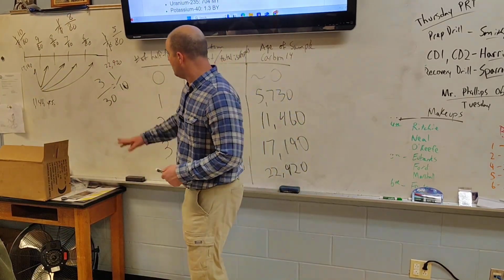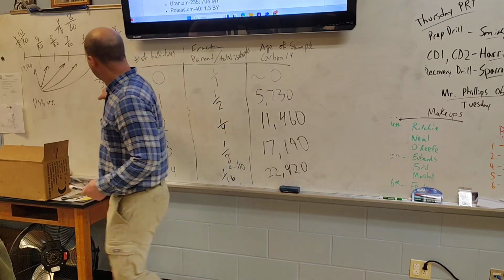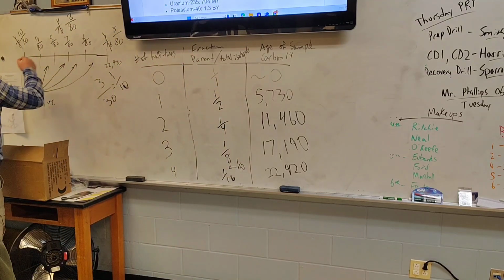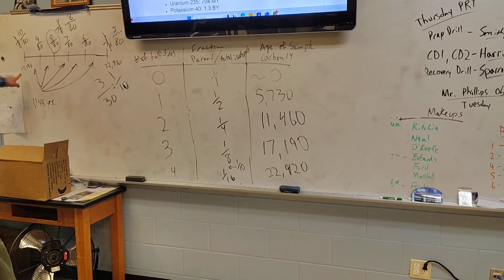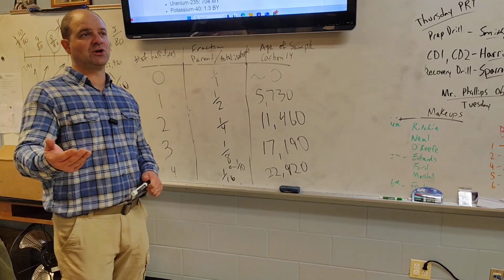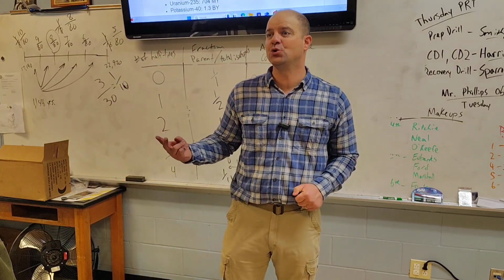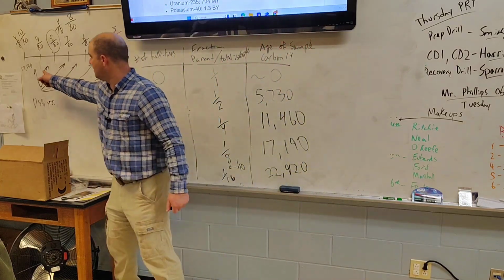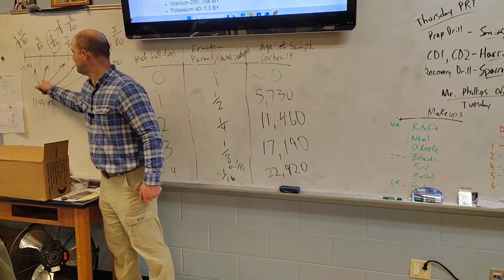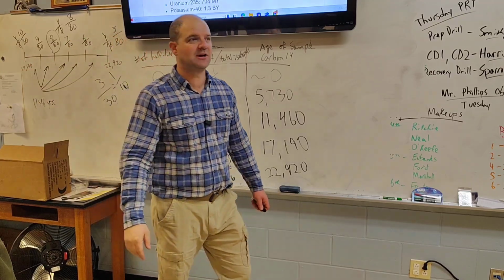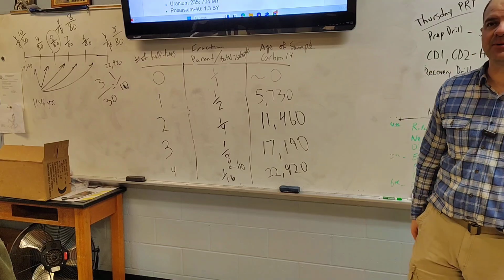Our sample was 1/10, which is right here. This is our sample. How much older is it than this end of the timeline? 1, 2 increments. Each increment is 1,146 years. So you could do it a couple different ways. You could take 1,146 times 2, because that would be this whole amount of time right here, and add it to 17,190, and you'll get the age of the sample.